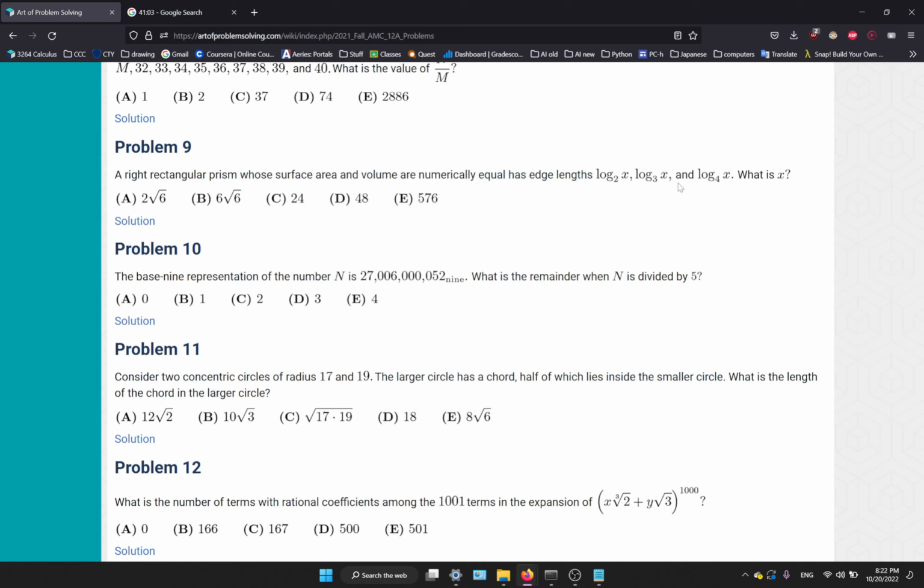Okay, you probably don't know how to continue here. You don't even know what log is. Algebra 2. You're almost there. Almost.